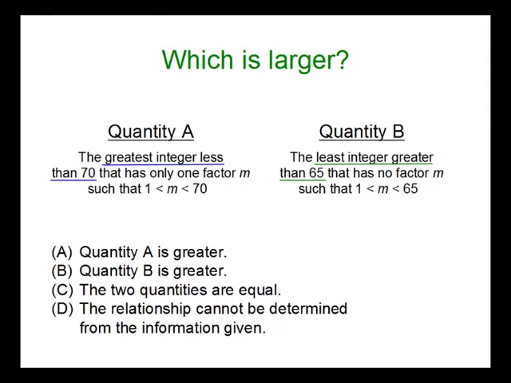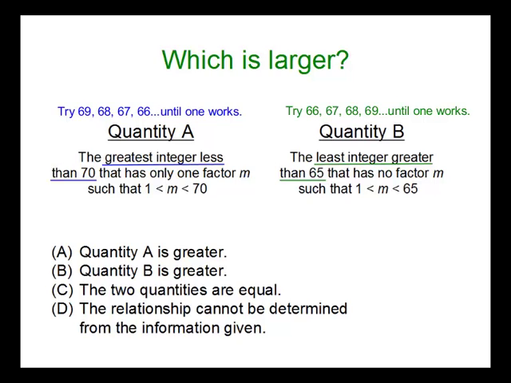And go down from there. So if we want to look at the greatest integer less than 70 that meets a requirement, we're going to start at 69 and check the numbers in a decreasing fashion. Likewise for quantity B, if we want the least integer greater than 65, let's test out 66 first. And if that doesn't work, we'll test out 67. So that we're always trying the least integer greater than 65 that we haven't yet checked.